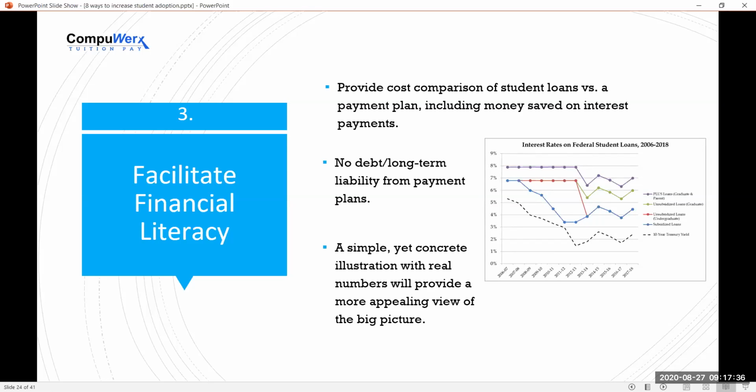Facilitate financial literacy. Provide cost comparisons of a student loan versus a payment plan. Include money savings on interest rate, on finance charges, and other charges the loan incurs. And also explain to them that a payment plan is not a debt, it's not a long-term liability. Give them a real number that they can work with, so that it would appeal to them better than looking at it through a big picture.